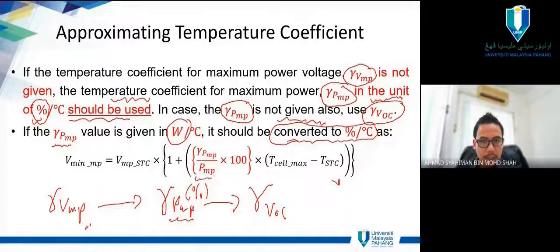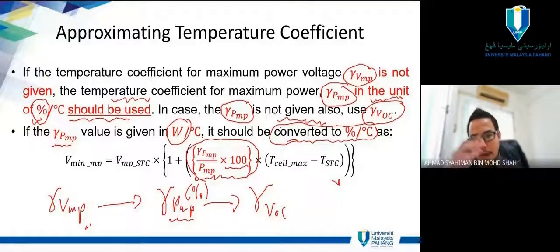This is it: gamma PMP, the temperature coefficient, over PMP, multiplied by 100. Multiply with 100 because it is watt over watt, we divide by watt, and we will get a percentage out of 100. That's why you divide by PMP to get the percentage. Why? If you use the percentage, you can actually still use the absolute value.